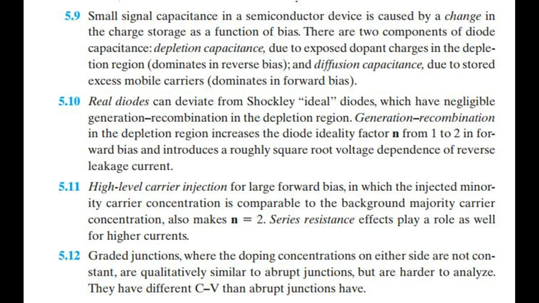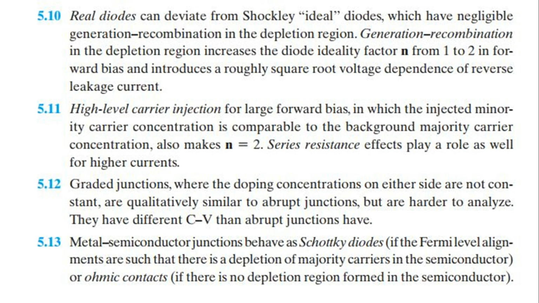5.12 Graded junctions, where the doping concentrations on either side are not constant, are qualitatively similar to abrupt junctions, but are harder to analyze. They have different CV than abrupt junctions have. 5.13 Metal-semiconductor junctions behave as Schottky diodes if the Fermi level alignments are such that there is a depletion of majority carriers in the semiconductor, or ohmic contacts if there is no depletion region formed in the semiconductor.